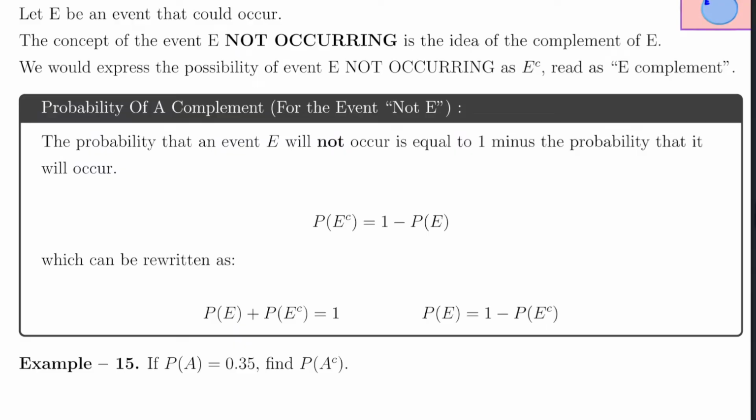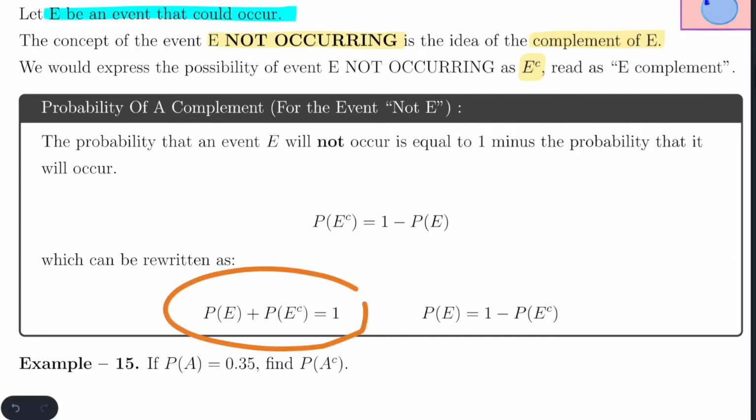So here, let's let E be an event that could occur. The concept of E not occurring, like we just discussed, is the idea of the complement. So E not occurring is the complement of E, which is written as E superscript C. And as we discussed earlier, we have these formulas. So we have our original formula here, and then the other two are just algebraic manipulations off of this.